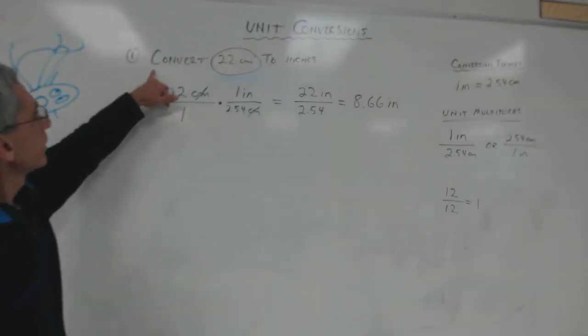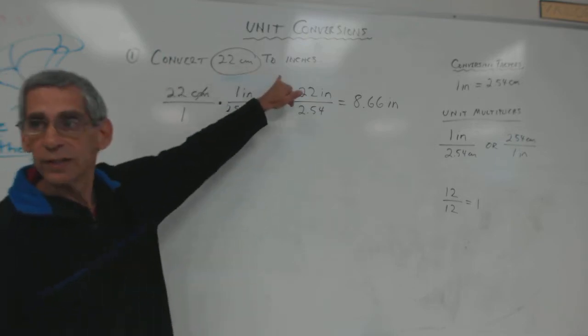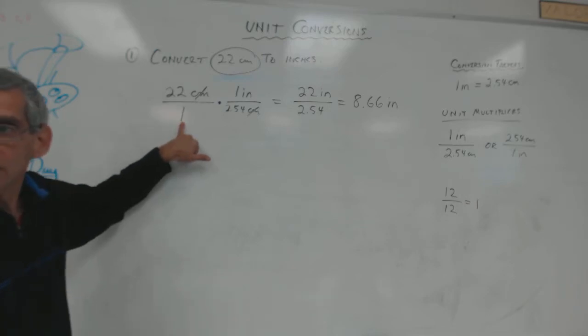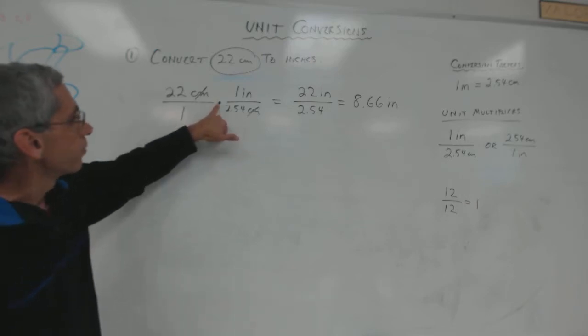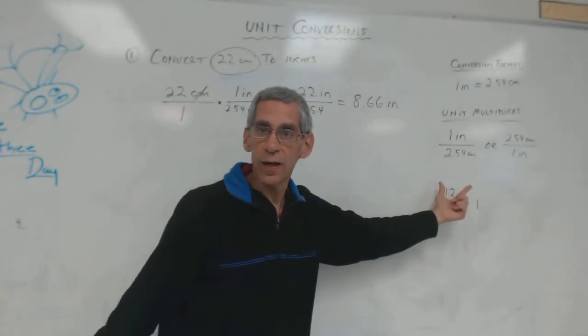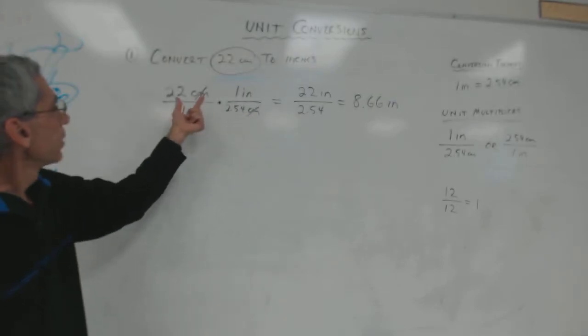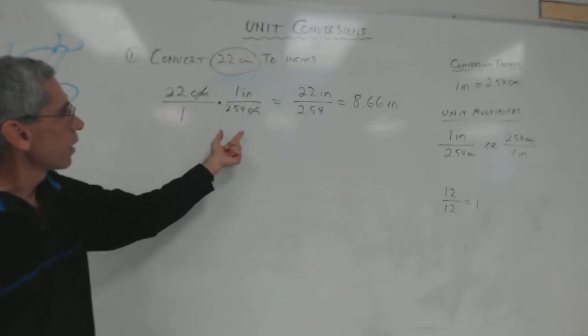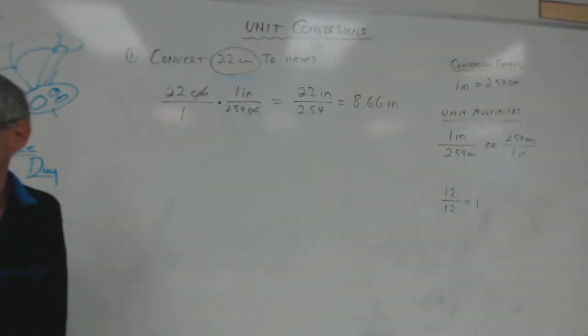So when I say convert 22 centimeters to inches, immediately you put the 22 centimeters over a 1. And then you do times. You take your conversion factor, turn it into your 2 unit multipliers, right? Put it here so that if the centimeters are upstairs, centimeters are downstairs. So they will cross out. So that's your first example. And I've got enough. Does that make sense?